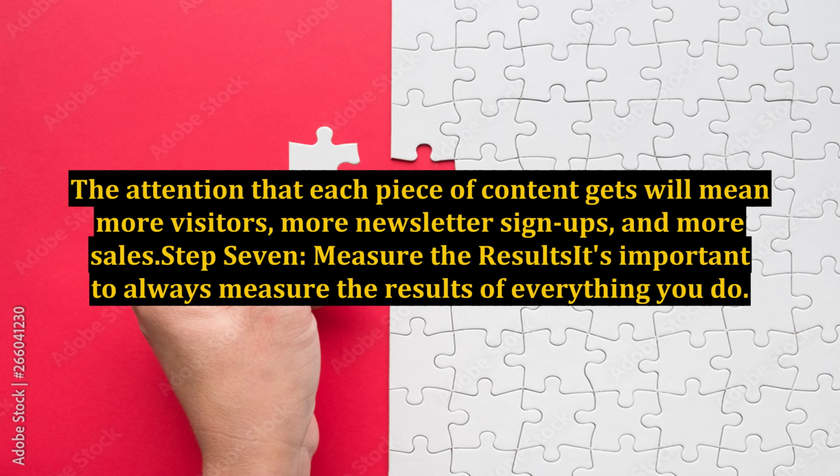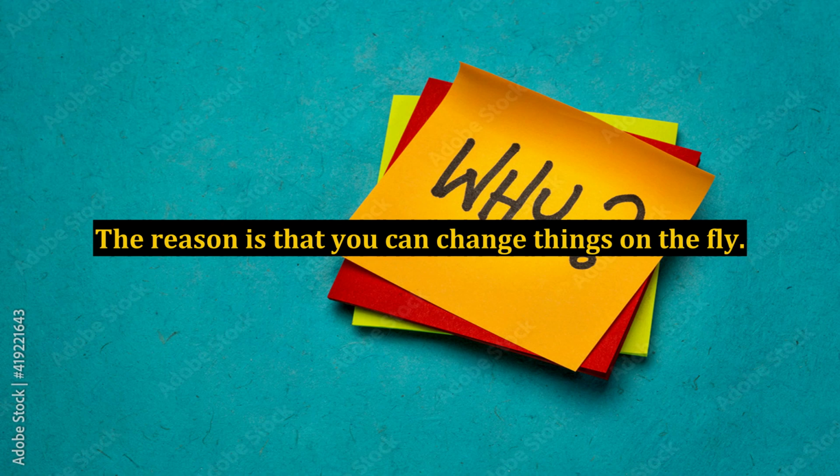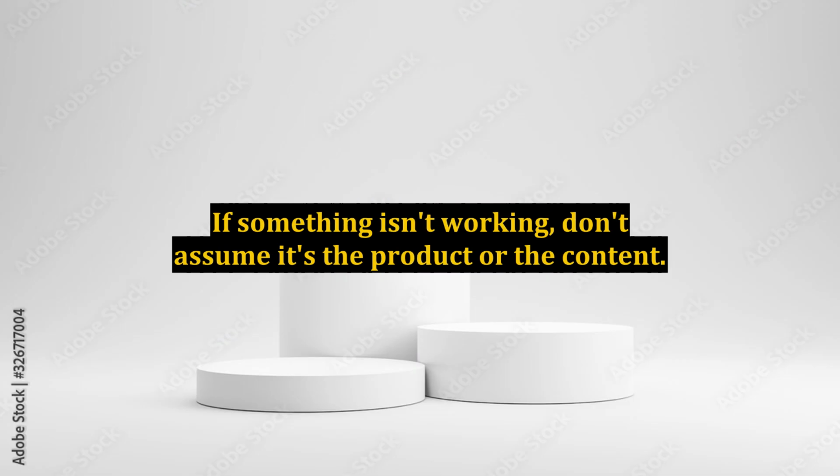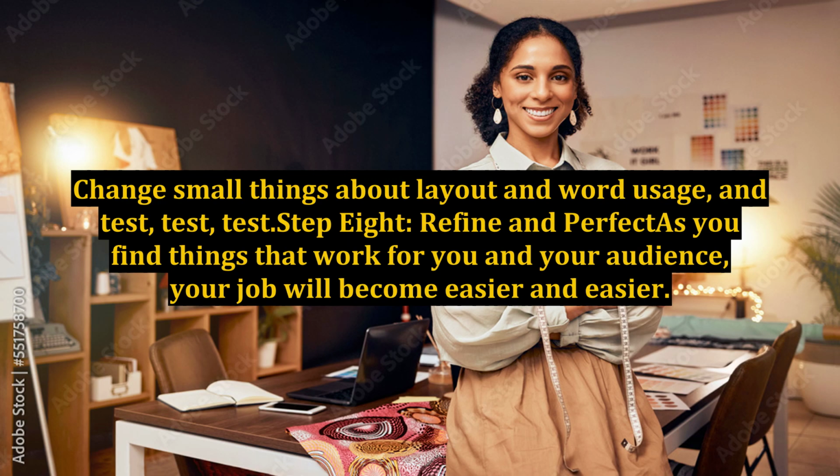Step 7. Measure the results. It's important to always measure the results of everything you do. The reason is that you can change things on the fly. That's what's so great about online content marketing, the ability to improve as you go. If something isn't working, don't assume it's the product or the content. Change small things about layout and word usage, and test.